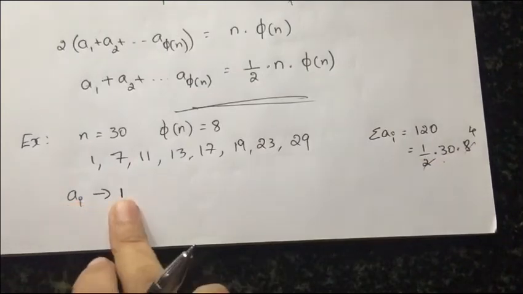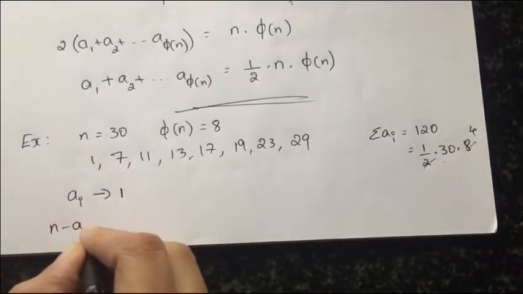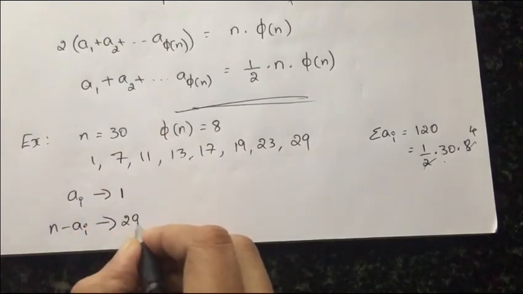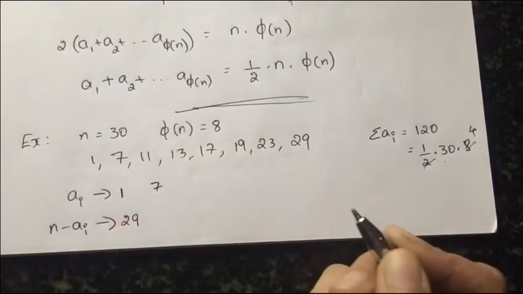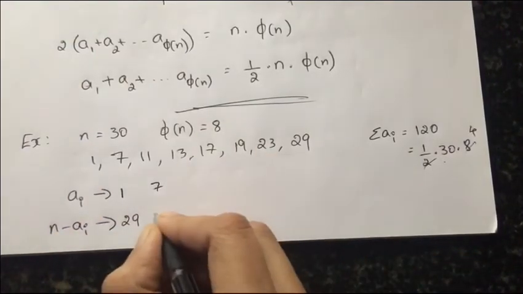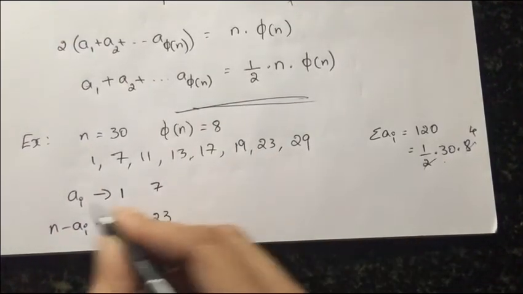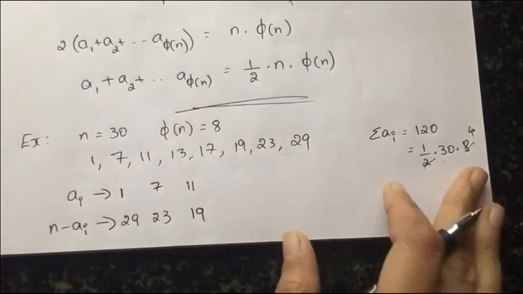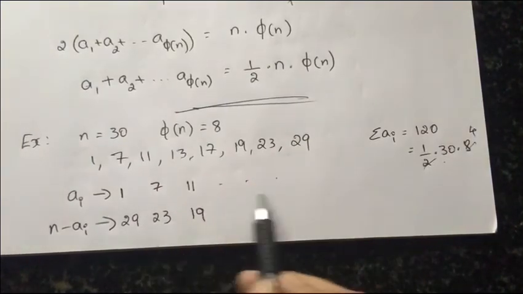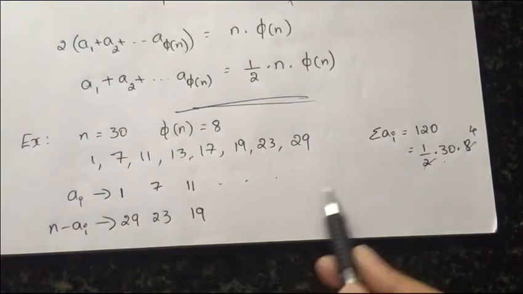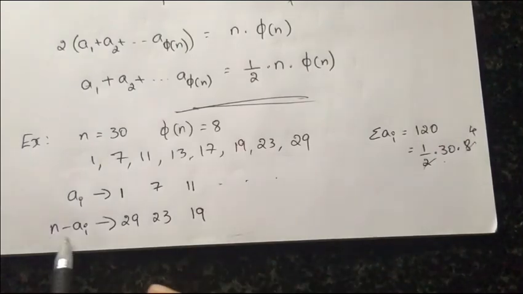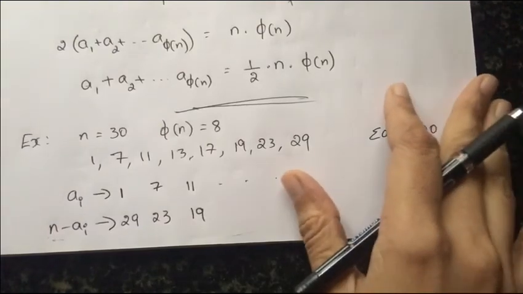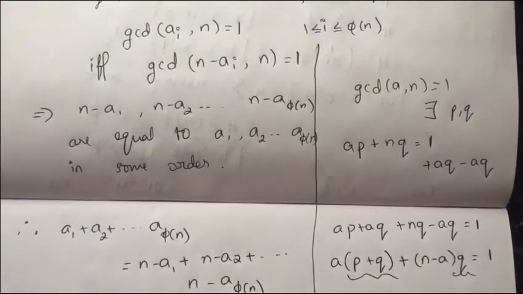If you take ai equal to 1, then what is n minus ai? 30 minus 1 is 29. Next, if you take ai as 7, then n minus ai will be 23. If you take ai as 11, then it is 19. Like that you can check. So you will get these numbers in some other order, I mean in reverse order, when you take n minus ai. So this is the second property of Euler's phi function.